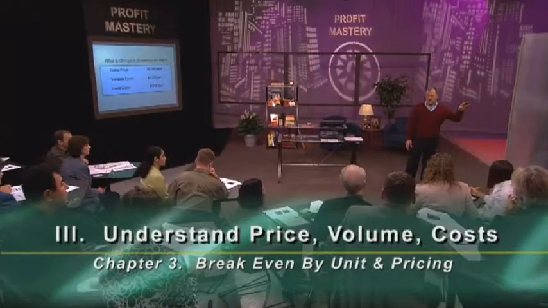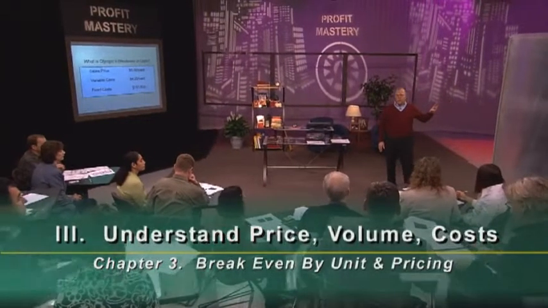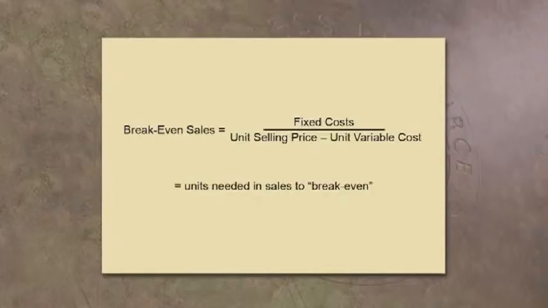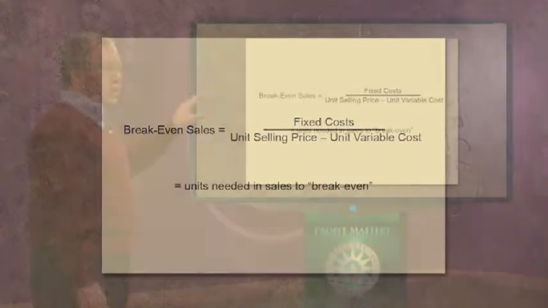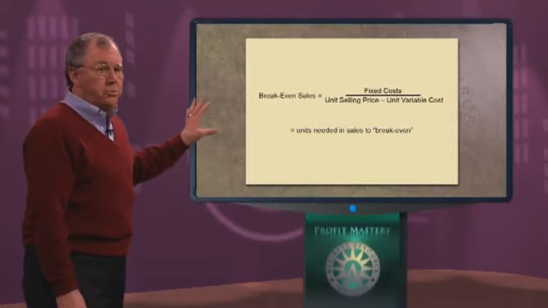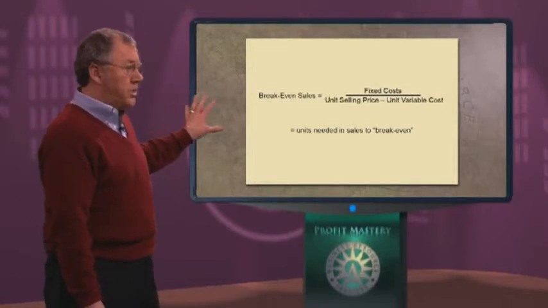We've got our fixed costs, and we're going to divide that by what? The selling price per unit minus the variable cost per unit. In other words, we're just transferring things to a per unit basis, or another way of saying that is the fixed cost divided by the contribution margin per unit. You with me on that?